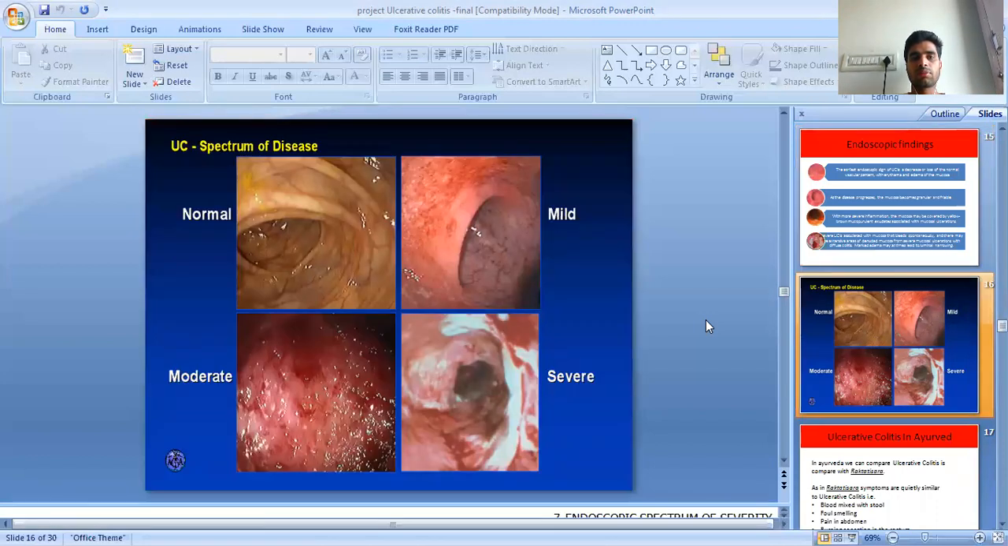Ulcerative colitis spectrum disease, you can see in this: the first one is normal, then mild ulcerative colitis, then moderate and severe.